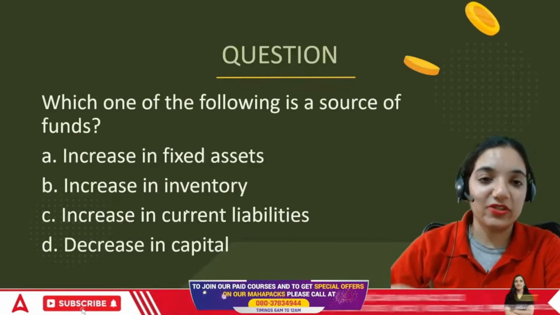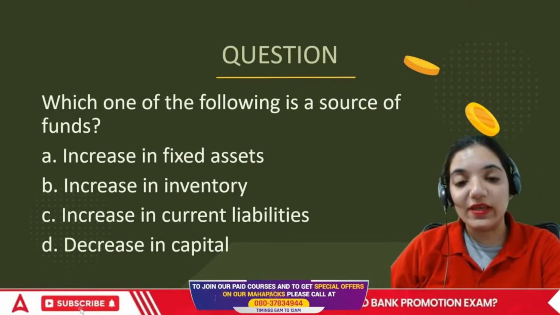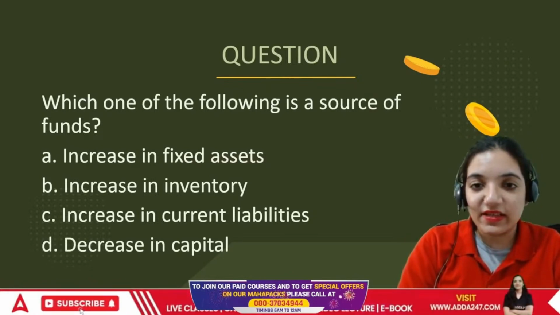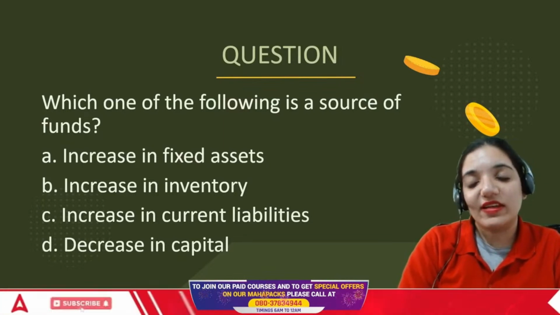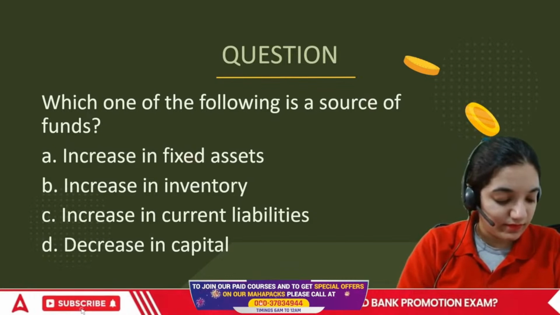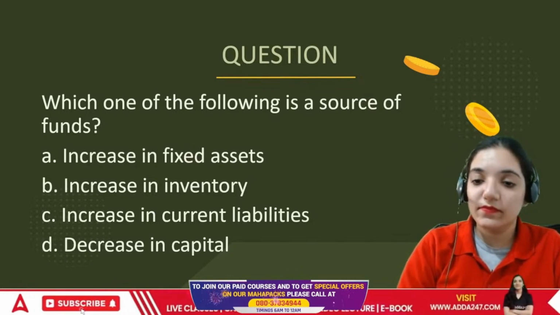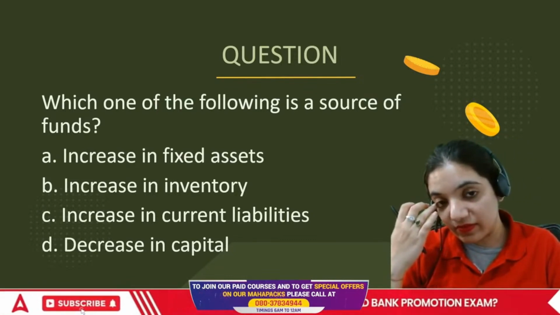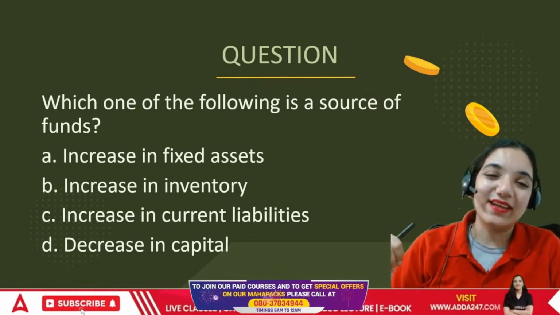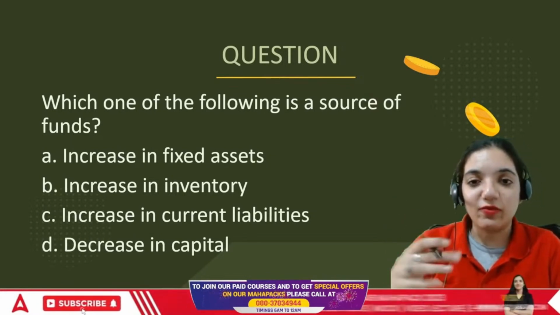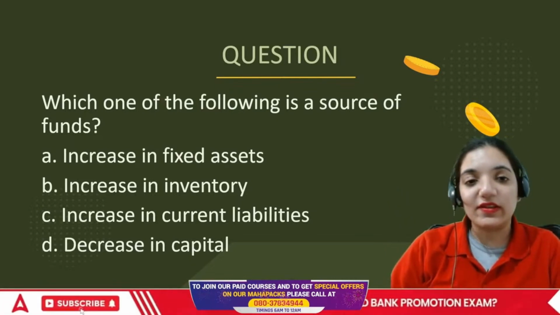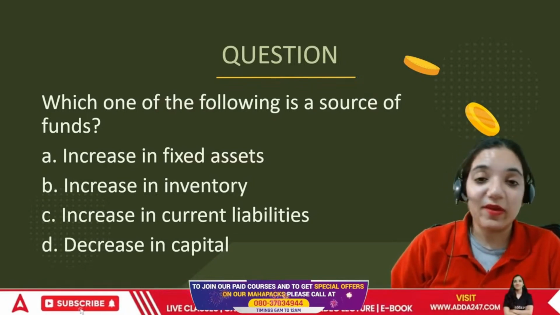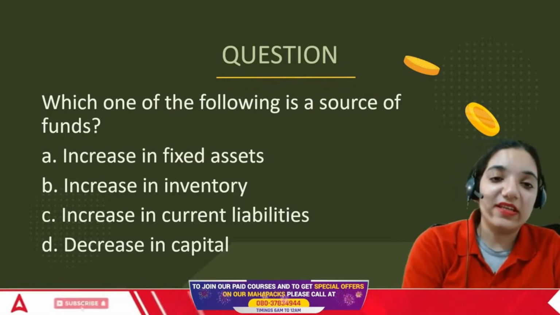Looking forward towards the next question. Which one of the following would be a source of funds, everyone? Increase in fixed assets, increase in inventory, increase in current liabilities, or decrease in capital? Source of funds means I'm going to get money. Increase in fixed assets, I'm going to lose money, right? If I have to buy this digital pen, I have to pay. So that would be covered there. Then increase in inventory. Inventory is basically when we purchase goods, I'll have to pay money. It's not a source.